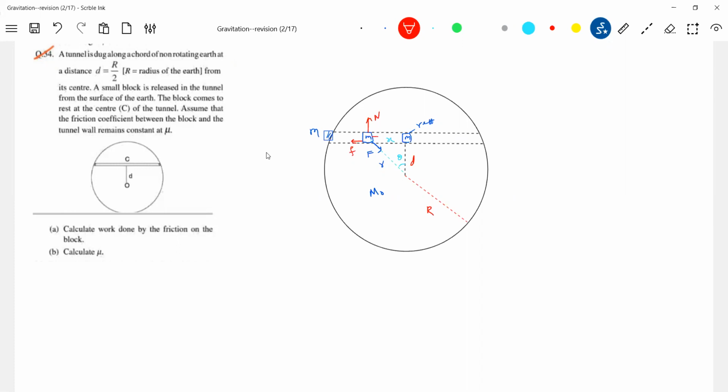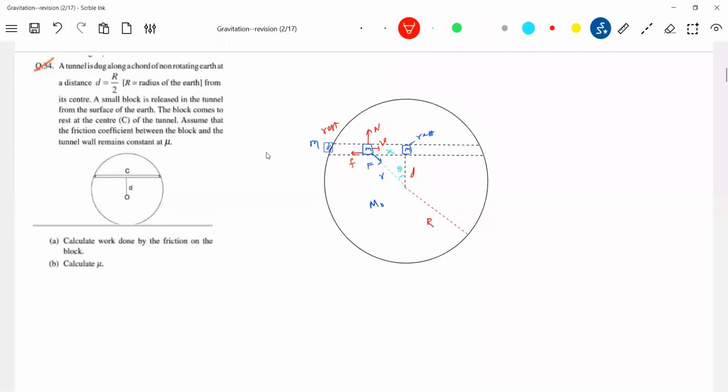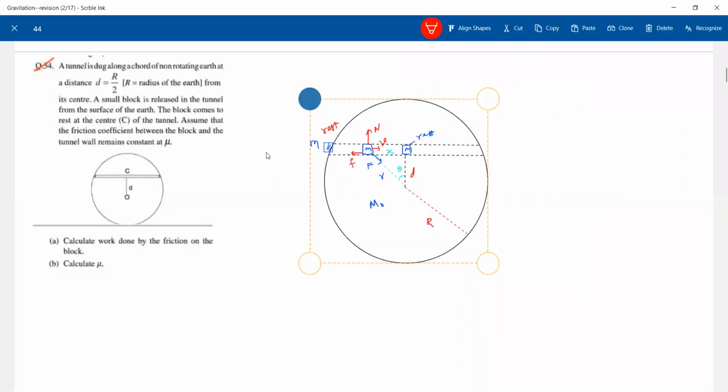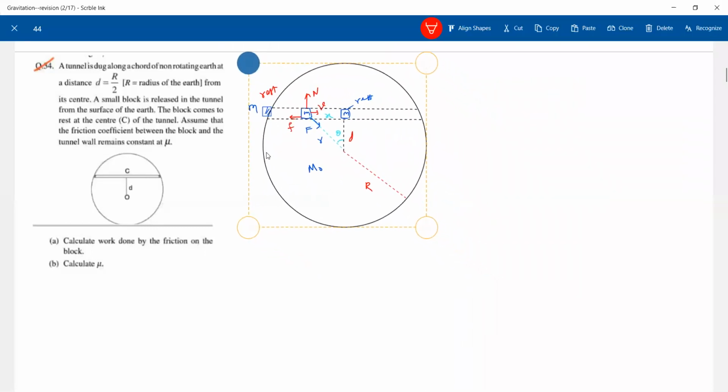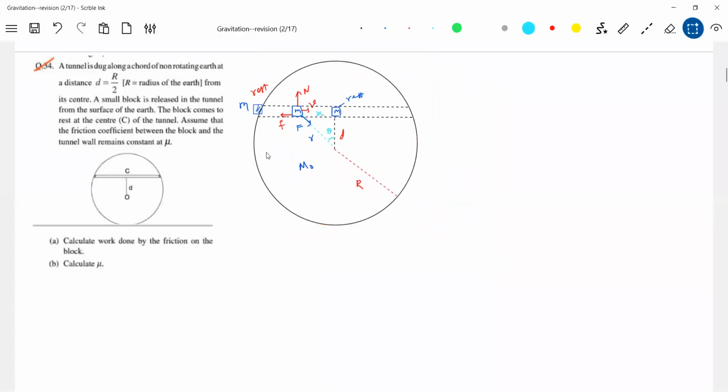And here it will have some velocity. And finally it comes to rest. It is released from rest and it comes to rest. Okay, I think this much data is what we should be ready with. Okay, let's get into it now. Let's calculate the work done by the friction.